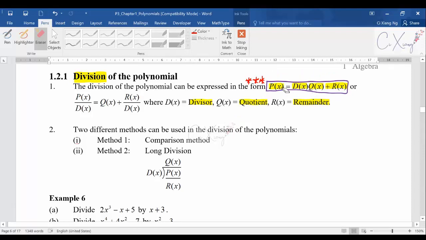This equation itself is very important because we will use it in the division of the polynomial. So let us have a look at the methods that we can use in the exam to deal with the division of the polynomial. There are two different methods that can be used in the division. The first one is the comparison method. Here I name it the comparison method, but it is not the standard name. For the comparison method, generally this is the equation that you want to use.